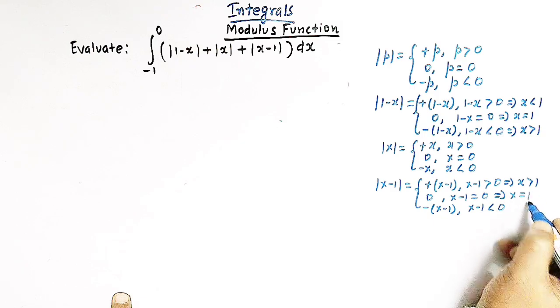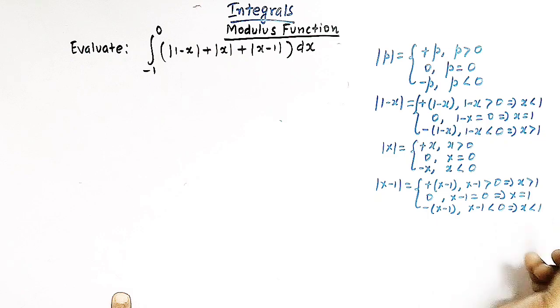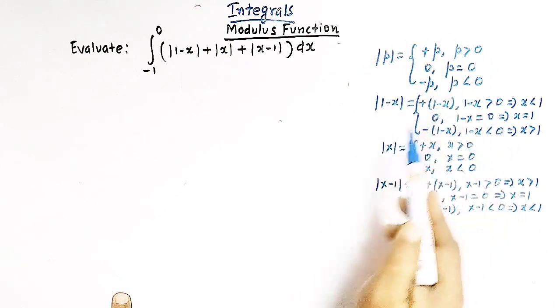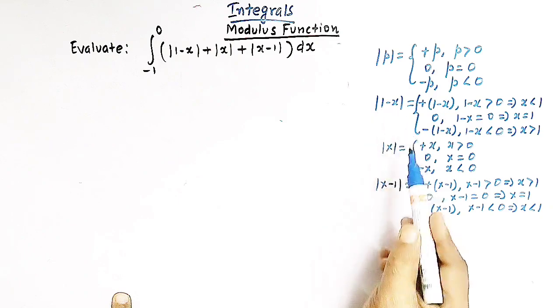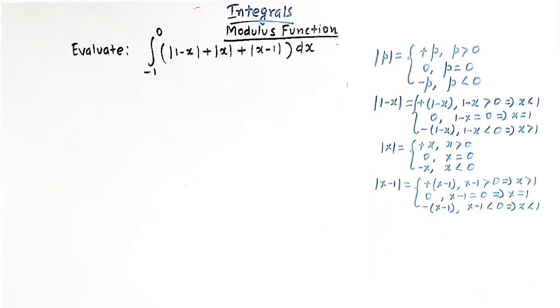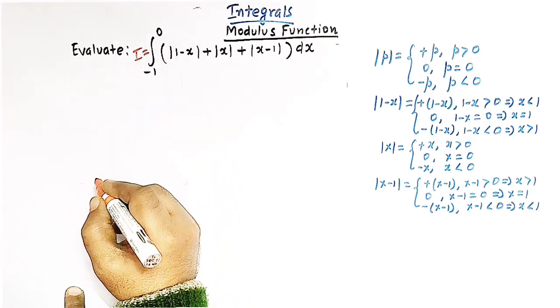From here x is equal to 1, and from here x is less than 1. So this is how, with the help of this definition, we can define mod of 1 minus x, mod of x, and mod of x minus 1. So now let us call this integral I.